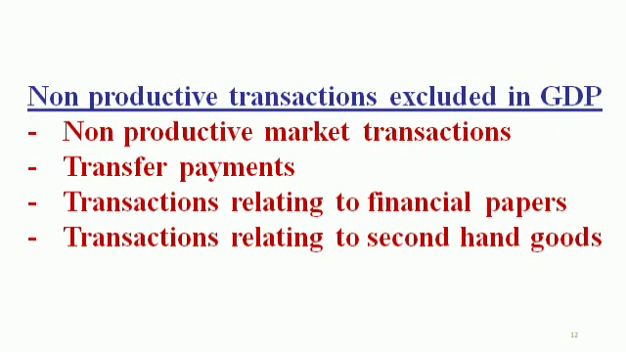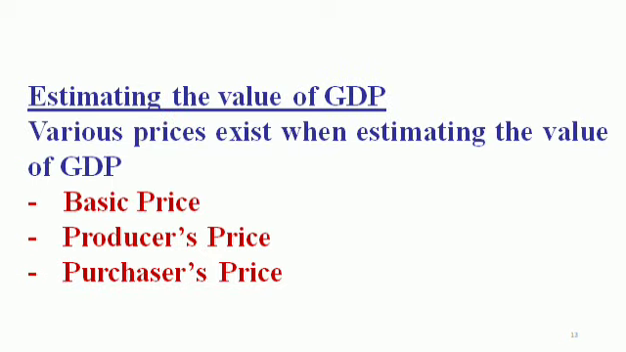Let's look at the non-productive transactions excluded in GDP. That is, they are not recorded in GDP. These are non-productive market transactions, transfer payments, transactions relating to financial papers, and transactions relating to second-hand goods. When estimating the value of GDP using the product method, various prices exist. That is the basic price, producer's price, and purchaser's price.